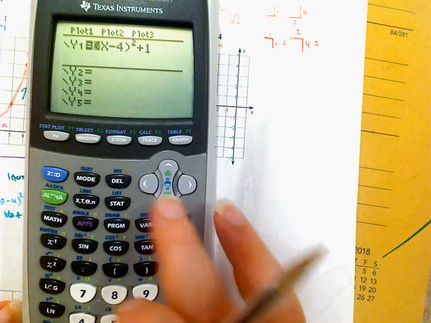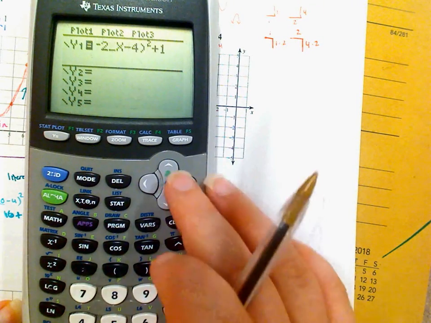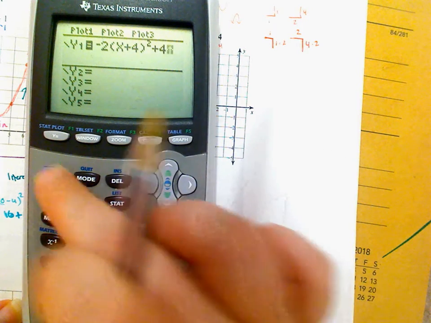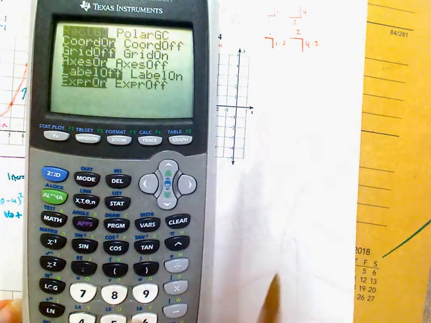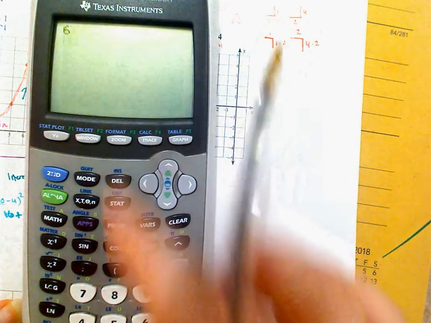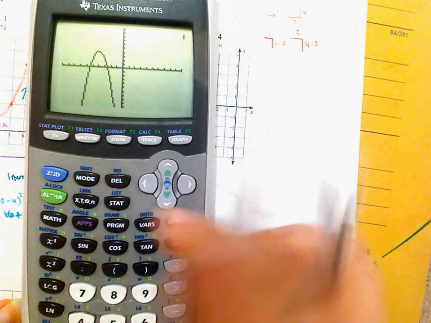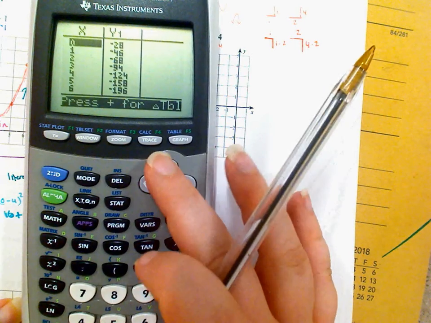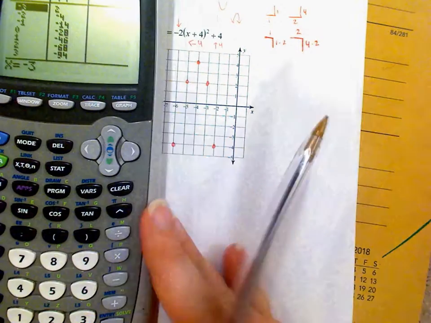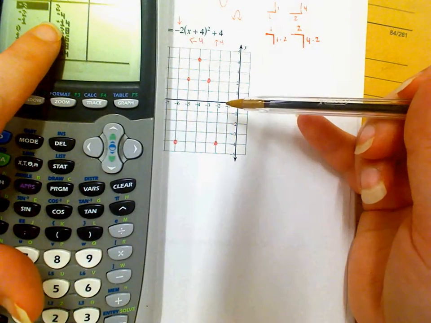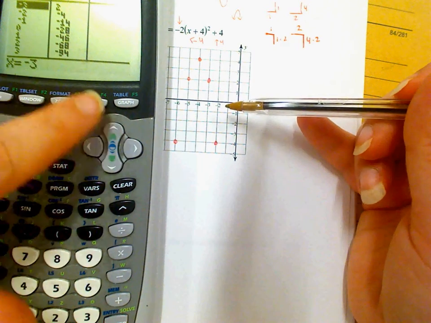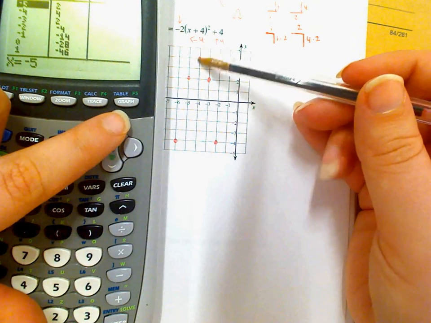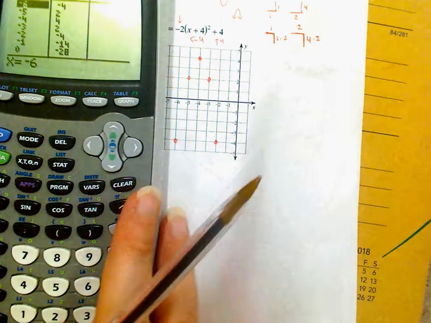So negative 2, plus 4, and then plus 4. I could just graph it real quick so you could see. And it should look like that, and then I go to the table. And I see that at negative 2, we're at negative 4. At negative 3, we're at positive 2, and at negative 4, we're at positive 4, and then we go backwards and go back. Okay? So there's my graph.